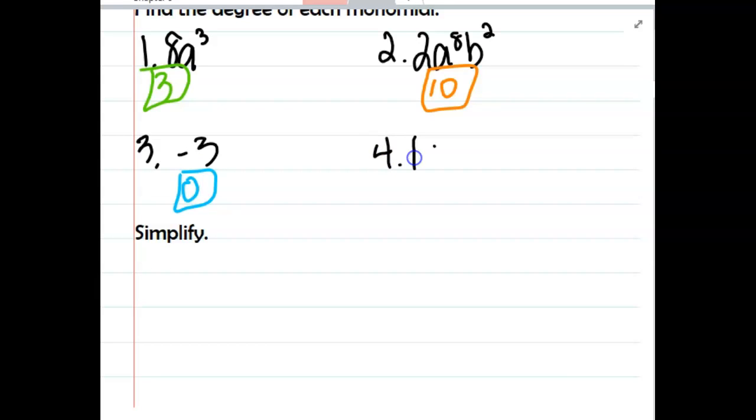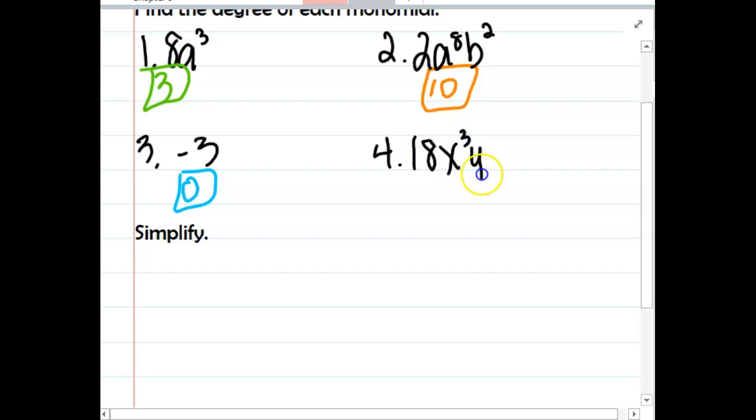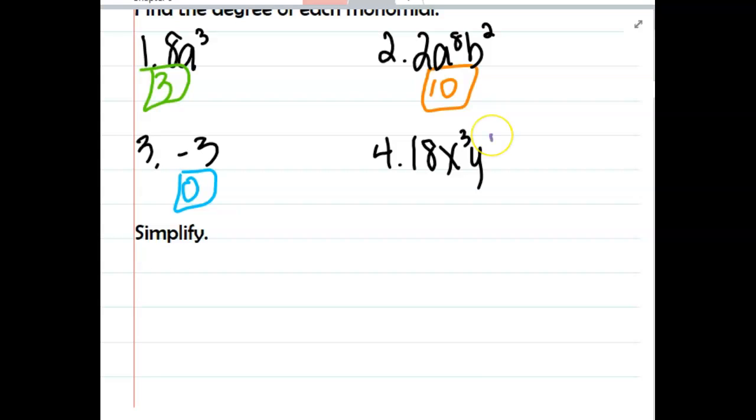And number 4, what if I do 18x cubed y? Be careful on this one. So if you add the exponents of the variables, I see that exponent, but I have 2 variables here. I have the x and the y. What's the exponent on the y? A 1. So don't forget to take 3 plus 1. Its degree is 4.